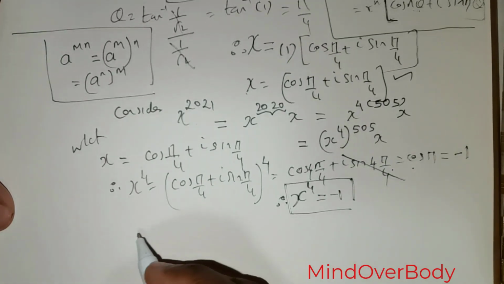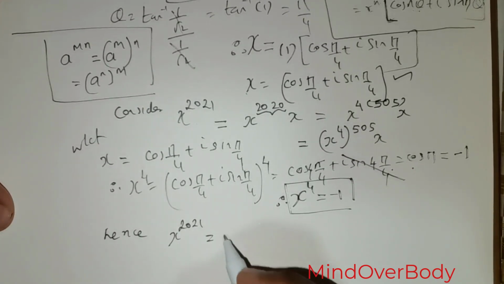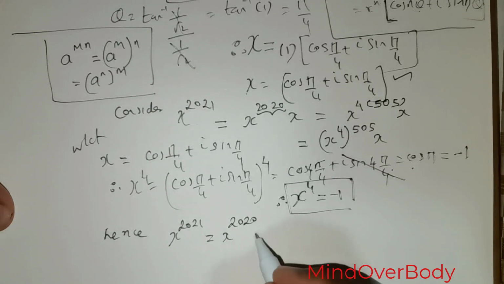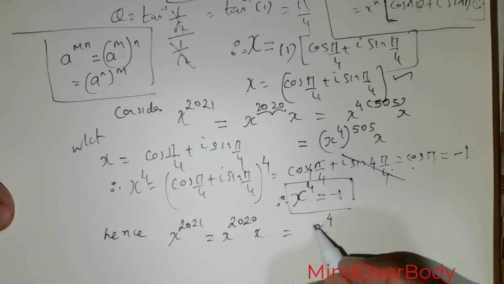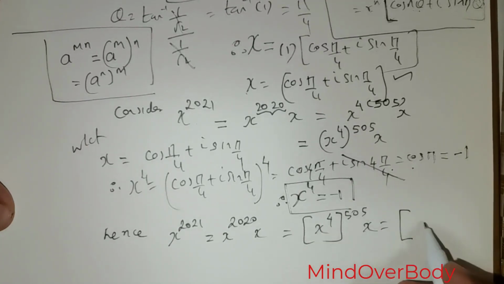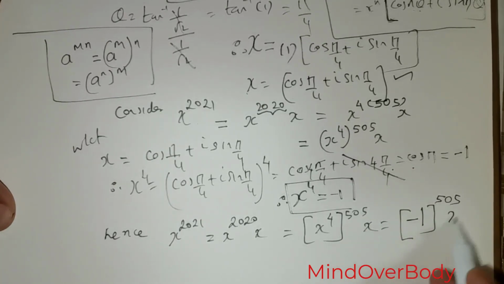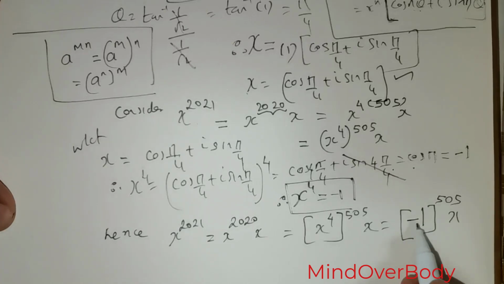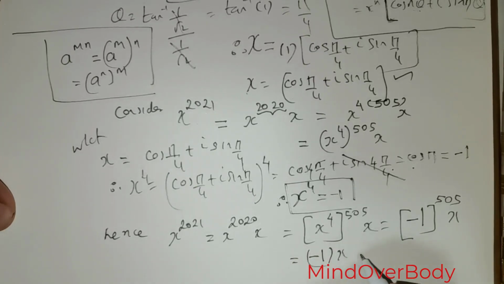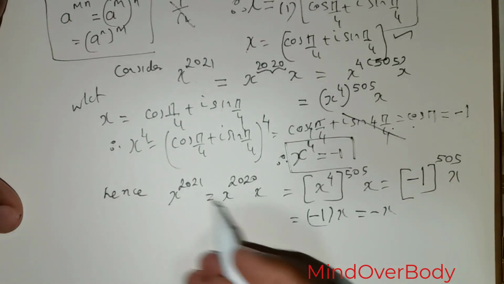Now having obtained this, let us go back. Hence x to the power of 2021, which has been written as x to the power of 2020 times x, which has been rewritten as x to the power of 4 raised to the power of 505 times x, is now, in place of x to the power of 4, you place negative 1, and that has to be raised to the power of 505 times x. Now this is an odd number. This is negative 1. So negative 1 raised to the power of an odd number will give me negative 1. That has to be multiplied with x, giving me negative x. So what have I got? I have got x raised to the power of 2021 to be negative x.